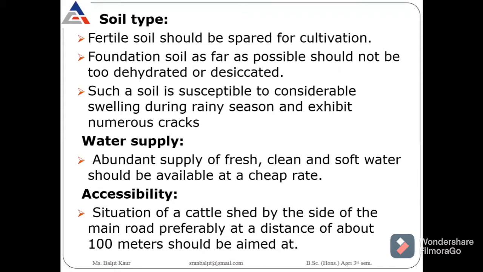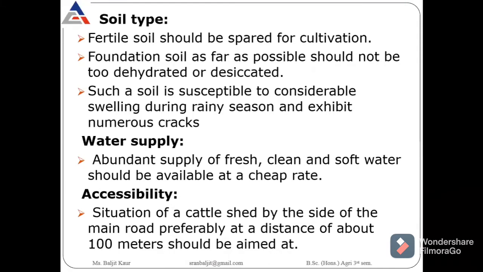shed. The fertile soil should be kept for cultivation, so we do not need fertile soil for the cattle shed. We just need any foundation soil that should not be too hydrated or too desiccated. Such soil is susceptible to considerable swelling during rains and exhibits numerous cracks. So we do not need a fertile soil, but soil should not be too dehydrated or desiccated because cracks will exhibit in case of rainy seasons.